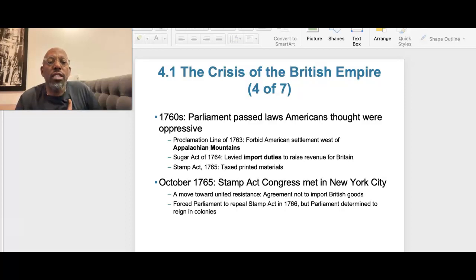In the 1760s, Parliament passes laws that Americans thought were oppressive. All right. There was a Proclamation Line of 1763, which forbade American settlement west of the Appalachian Mountains. The Sugar Act of 1763 levied import duties to raise revenue for Britain, and the Stamp Act in 1765 taxed printed materials.